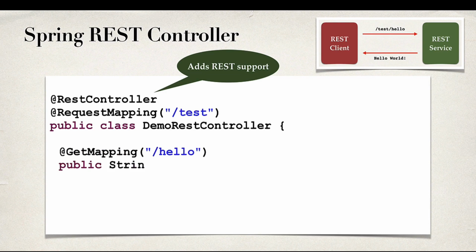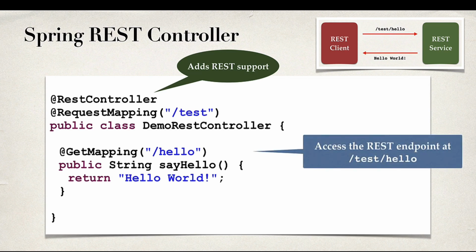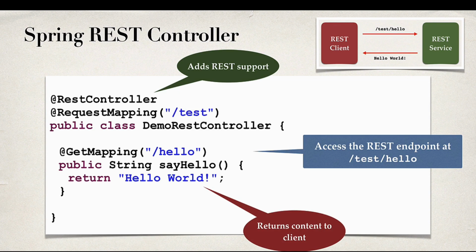So then in the actual code, we simply set up a mapping. So here we'll set up a GetMapping for /hello. We write our method, public String sayHello, and then we simply return hello world. Basically, at this point, we've defined this RESTful endpoint or this path that we can access. We could access this REST endpoint by simply going to /test/hello. And now this will actually return to the client hello world, back to the actual calling program.